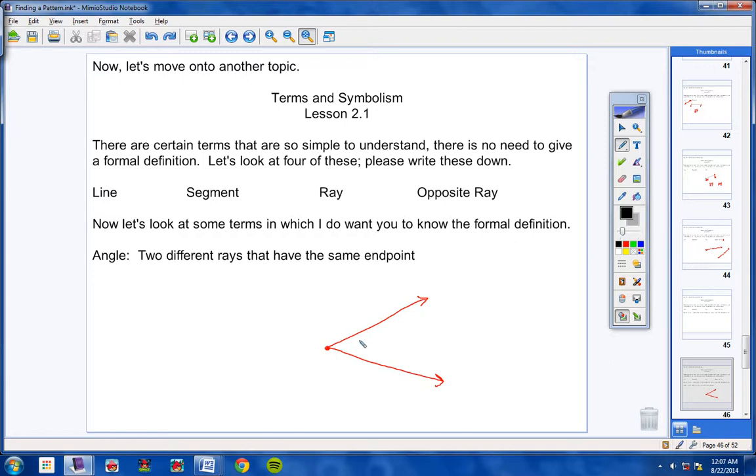This is called the interior of the angle. Please write that down. And this is called the exterior. I'm just going to put EXT for right now to save time. Exterior.